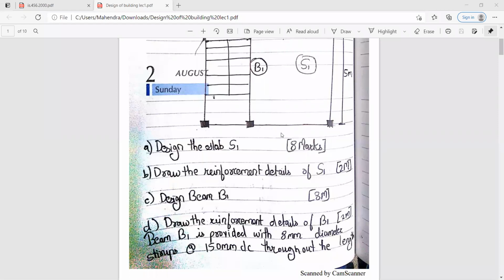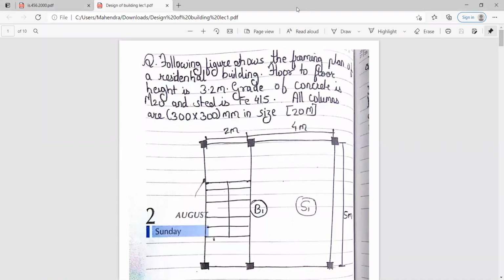Here in this particular sum, you have to design the slab S1 and the beam B1. And also they have told you that beam B1 is provided with 8 millimeter diameter stirrups at the rate of 150 millimeter center to center throughout the length. So they have given you the spacing, that is 150 millimeter center to center throughout the length for the beam B1. So just note down the question, and if there are any queries in this you can ask.